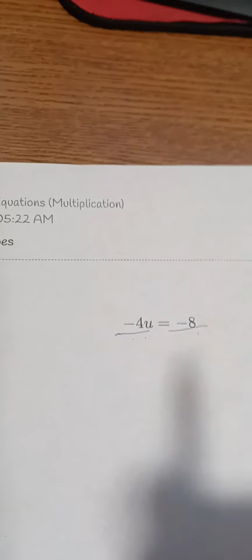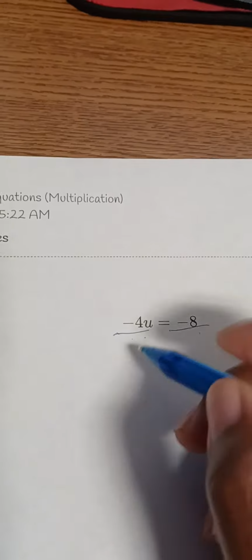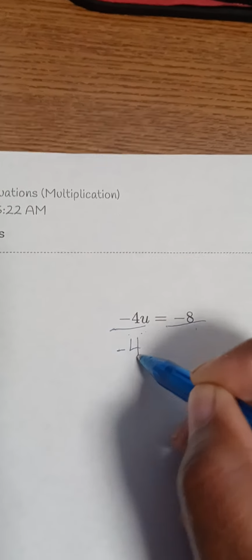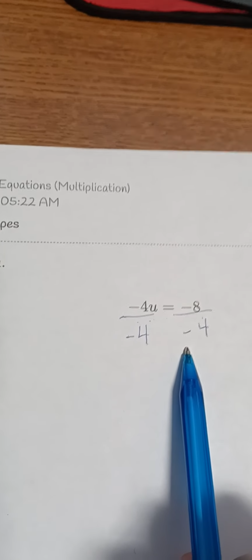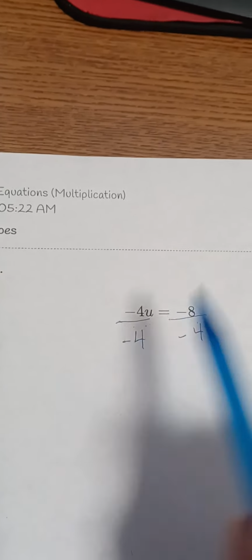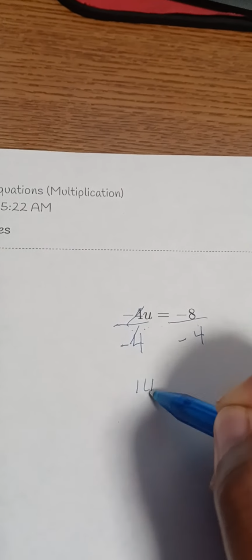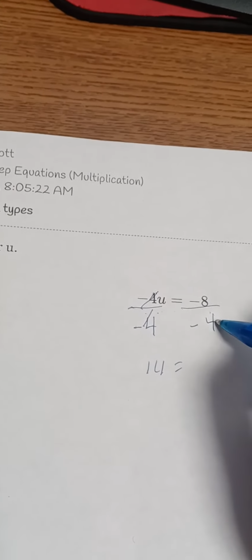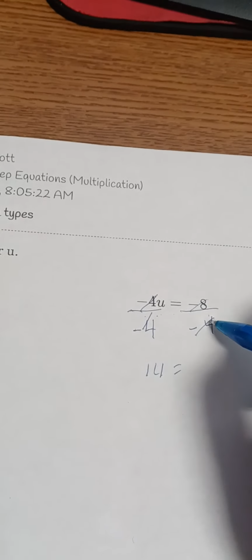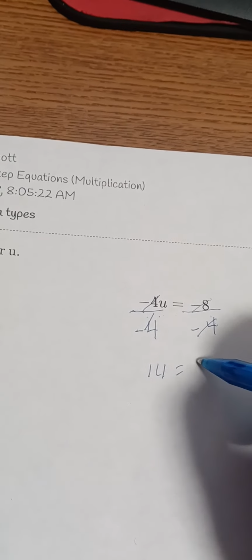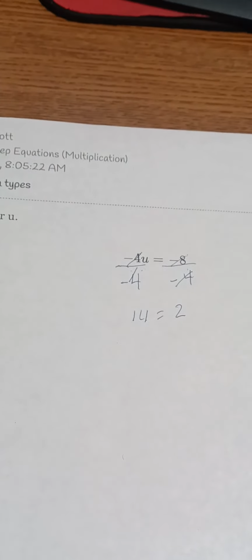Now this is very tricky. When you're dividing, make sure you carry your sign with you. Negative 4, negative 4, both sides. So negative 4 into negative 4 is one time. So that's 1u, cancels out. Negative 4 into negative 8 goes 2 times. The negatives cancel out, right?